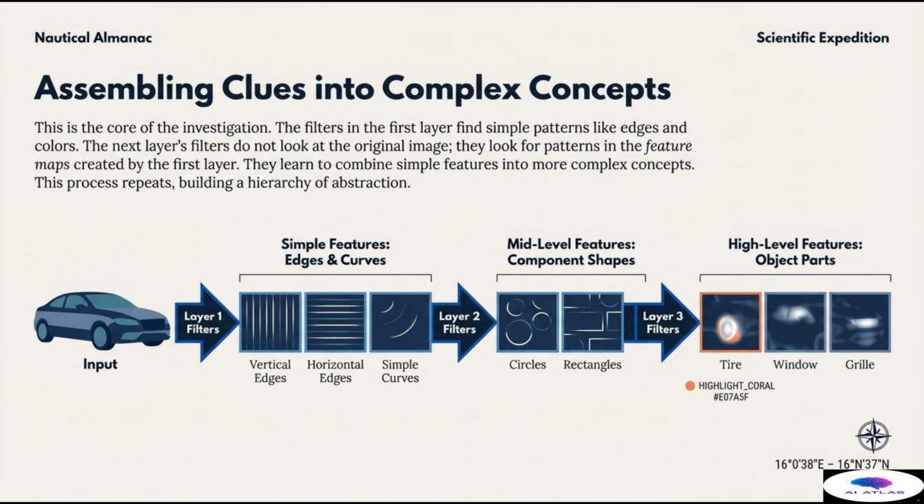This repetition builds a powerful hierarchy of abstraction. Each successive layer takes increasingly complex, abstract concepts from the previous layer, gradually transforming the raw pixel data into a complete, conceptual profile of the object. The tire, the window, the grille, all in their correct spatial relationship. This layered transformation is what makes the final classification possible.